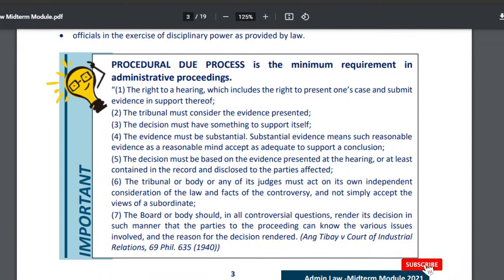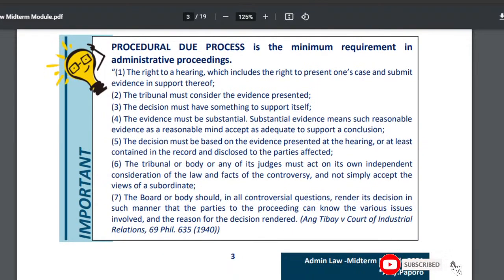Number 7, the seventh right. The body should, in all controversial questions, render its decision in such a manner that the parties to the proceeding can know the various issues involved. Unsa man gyud tong mga gipang-awayan ani nga complaint, ani nga kaso, and the reason for the decision rendered. Of course, you have to see to it that the decision that you promulgated, being the judge of that particular case, is actually substantial, po, ang katong imong evidence nga imong gi-support sa imong decision.